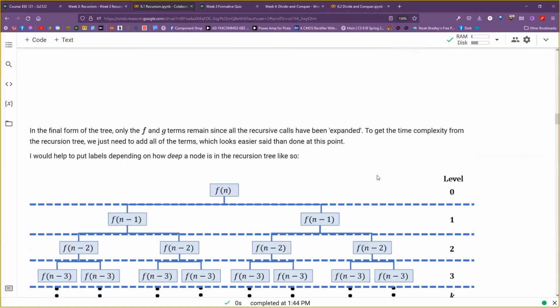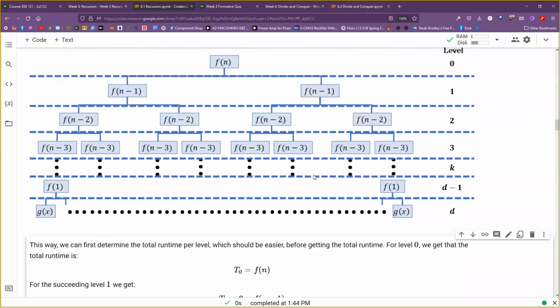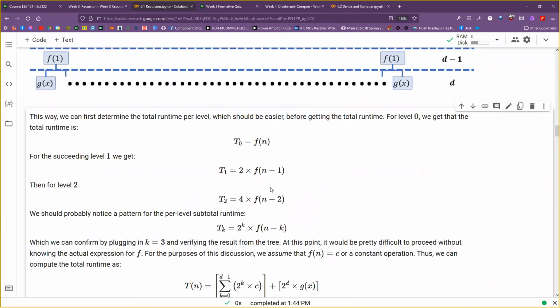So as you can see here, for the first level, it's just f of n. For level 1, we get 2 times f of n minus 1. The next level is 4 times f of n minus 2. So we can deduce through this pattern for any level k.